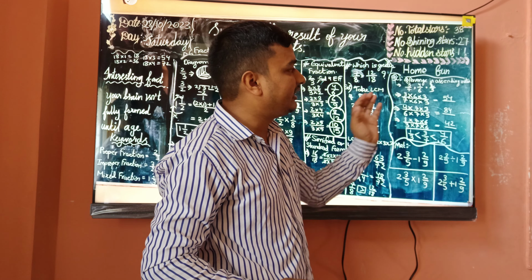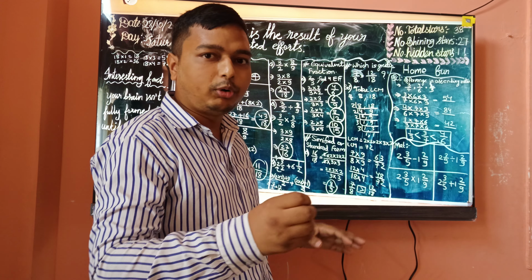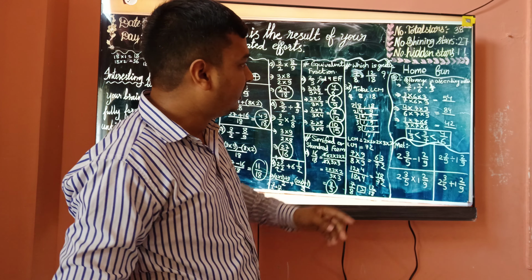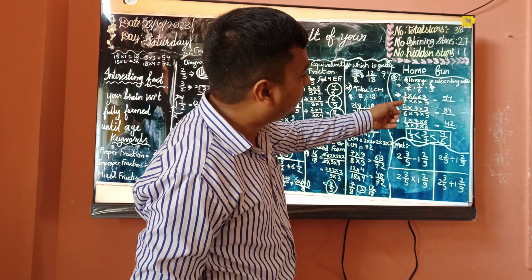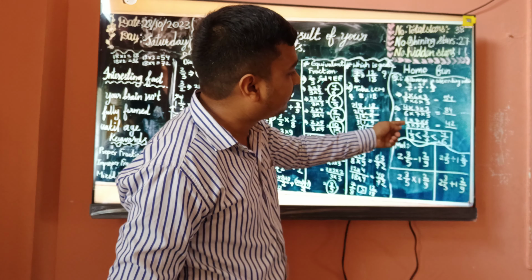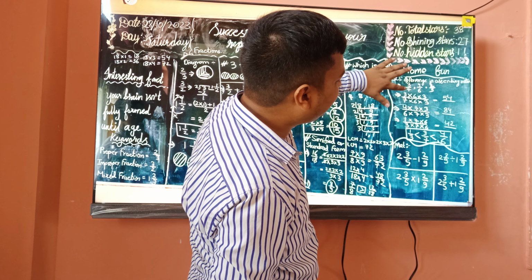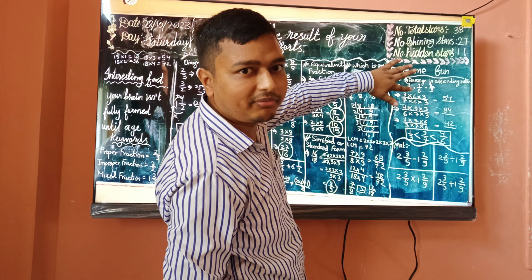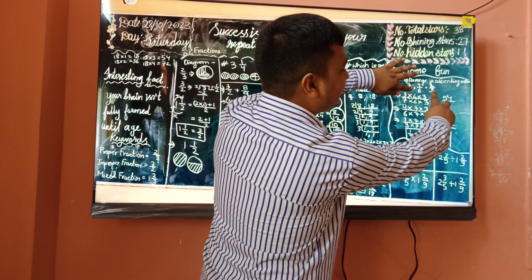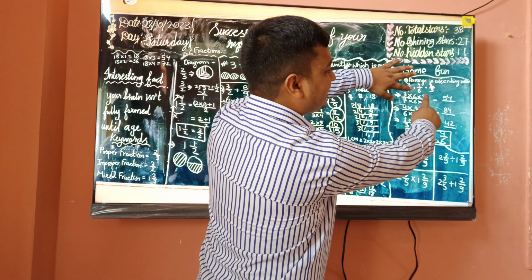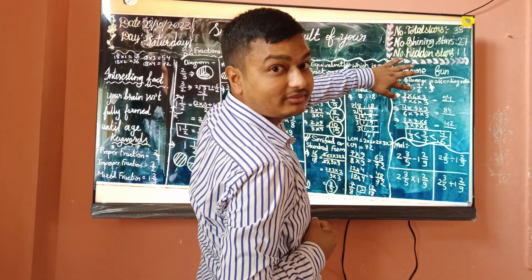Next, arrange the numbers in ascending order. Now this is the most important question and the easiest question to solve. How to do it? 3 by 7 I have written, next 4 by 6 I have written, next 1 by 3 is written. Now what you need to do: first, 3 by 7, I will hide this 7 with my finger. Now what is the remaining number? 6 and 3. Now I will multiply 6 and 3 in the numerator.